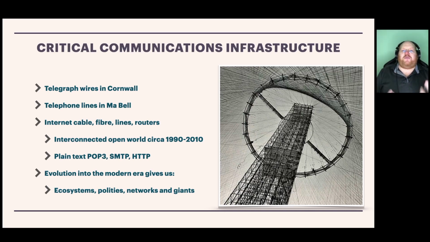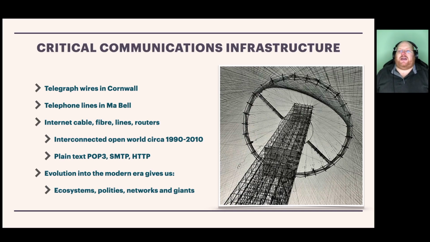And this was made possible by the fact that we lived in a very open world back then. All of the protocols that we used to communicate were in plain text: POP3, SMTP, HTTP, IMAP, all this stuff. It was in plain text, and could be read off the wire easily.